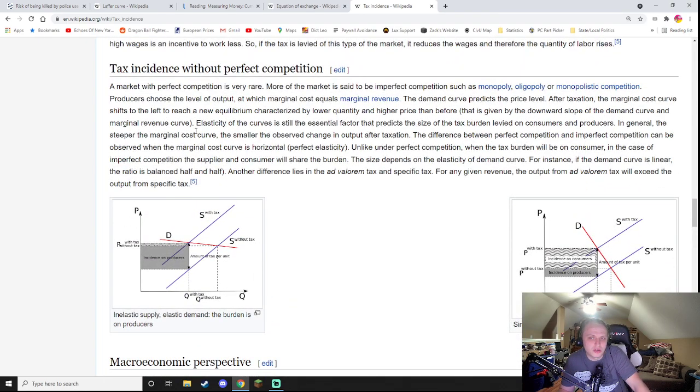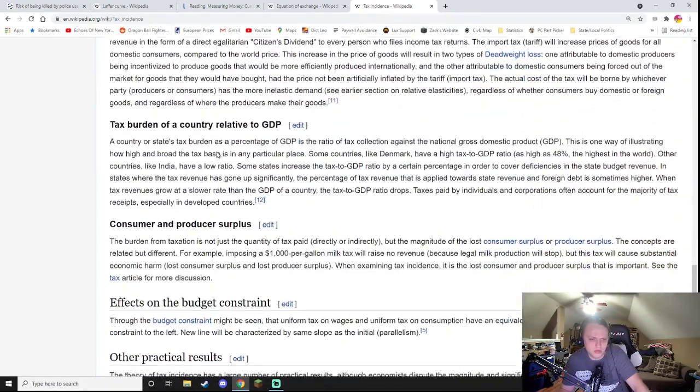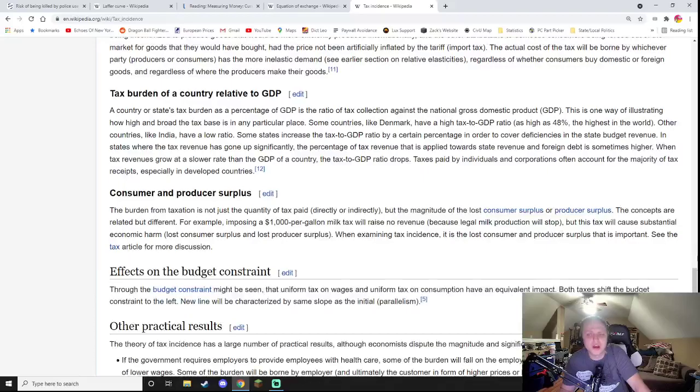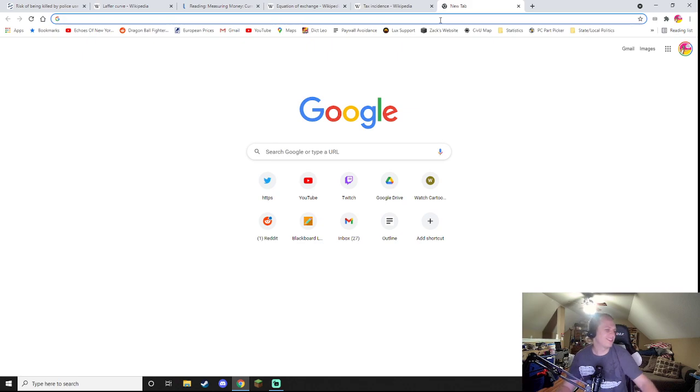After taxation, the marginal cost curve shifts to the left to reach a new equilibrium characterized by lower quantity and higher price than before. Elasticity of the curves is still the essential factor that predicts the size of the tax burden. Blah, blah, blah. Okay. All right. Tax incidence. The argument is that taxation doesn't fall necessarily on the producer, it falls more on the consumer. The question then is, is that necessarily bad? Sometimes you want people to buy less things, so maybe there's a benefit there, but I don't know if it's necessarily bad on its own, you know?